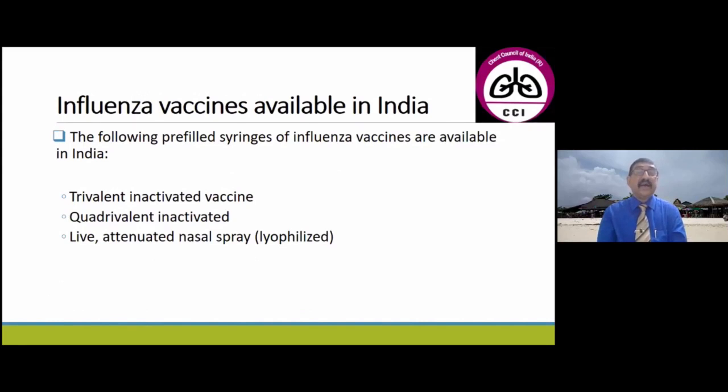So what are the influenza vaccinations available in India? The following pre-filled syringes of influenza vaccines are available in India: trivalent inactivated vaccine, quadrivalent inactivated vaccine, and there is a live attenuated nasal spray, that is a lyophilized nasal spray.